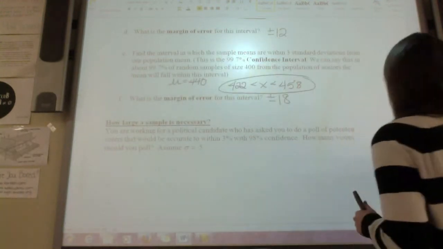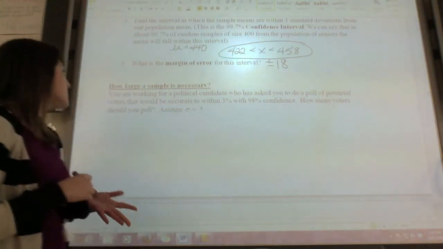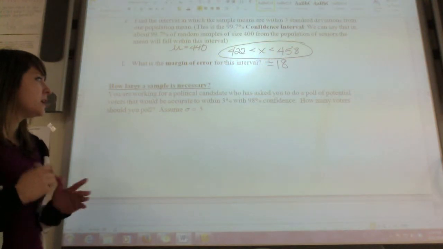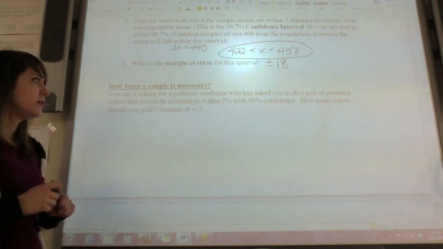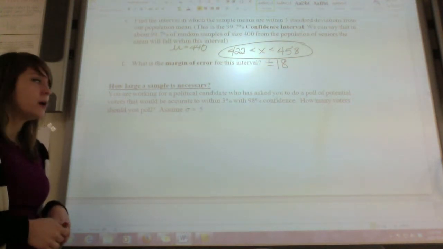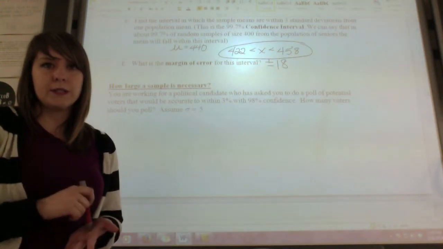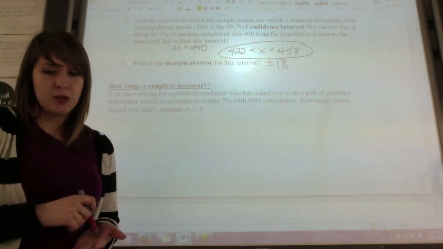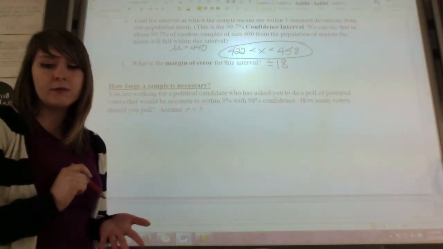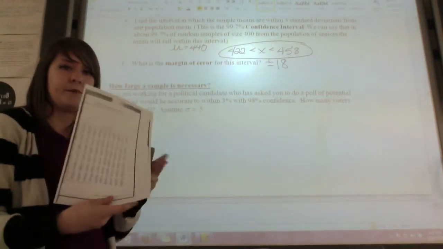Now let's talk about how large a sample is necessary for this. So you're working for a political candidate who's asked you to do a poll of potential voters that would be accurate to within 3% with 98% confidence. How many voters should you poll, assuming that your standard deviation is 0.5? Okay, well this is a little bit more tricky. So first of all, we need to think about our confidence interval. So what we're going to do is look at this table here.